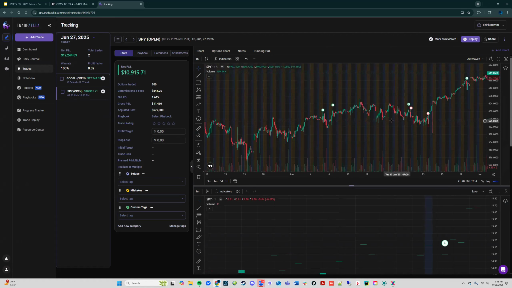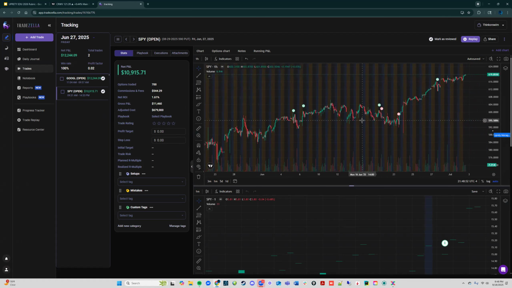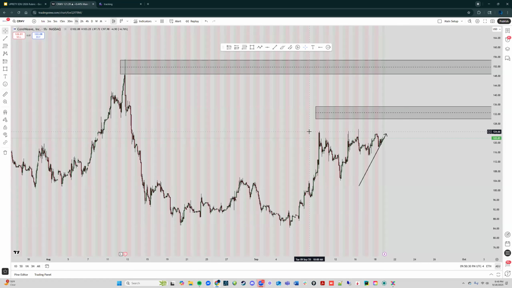Okay, so this trade right here. You guys can see over here, we bought the 590 puts. So we scaled into a trade, and then I actually added a few. I scaled out and then I continued to add. So what we're doing here is we're taking one trade and we're cutting it.